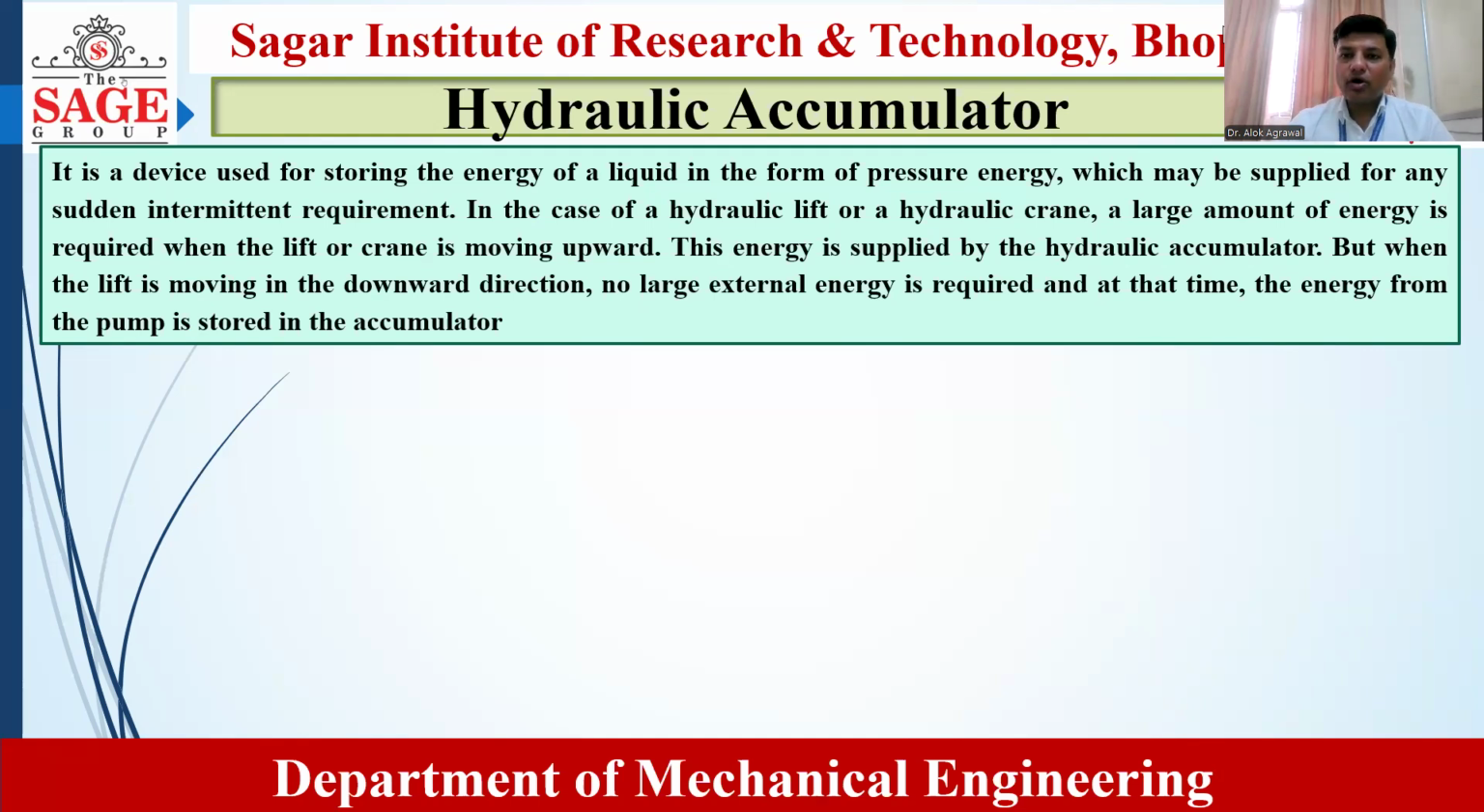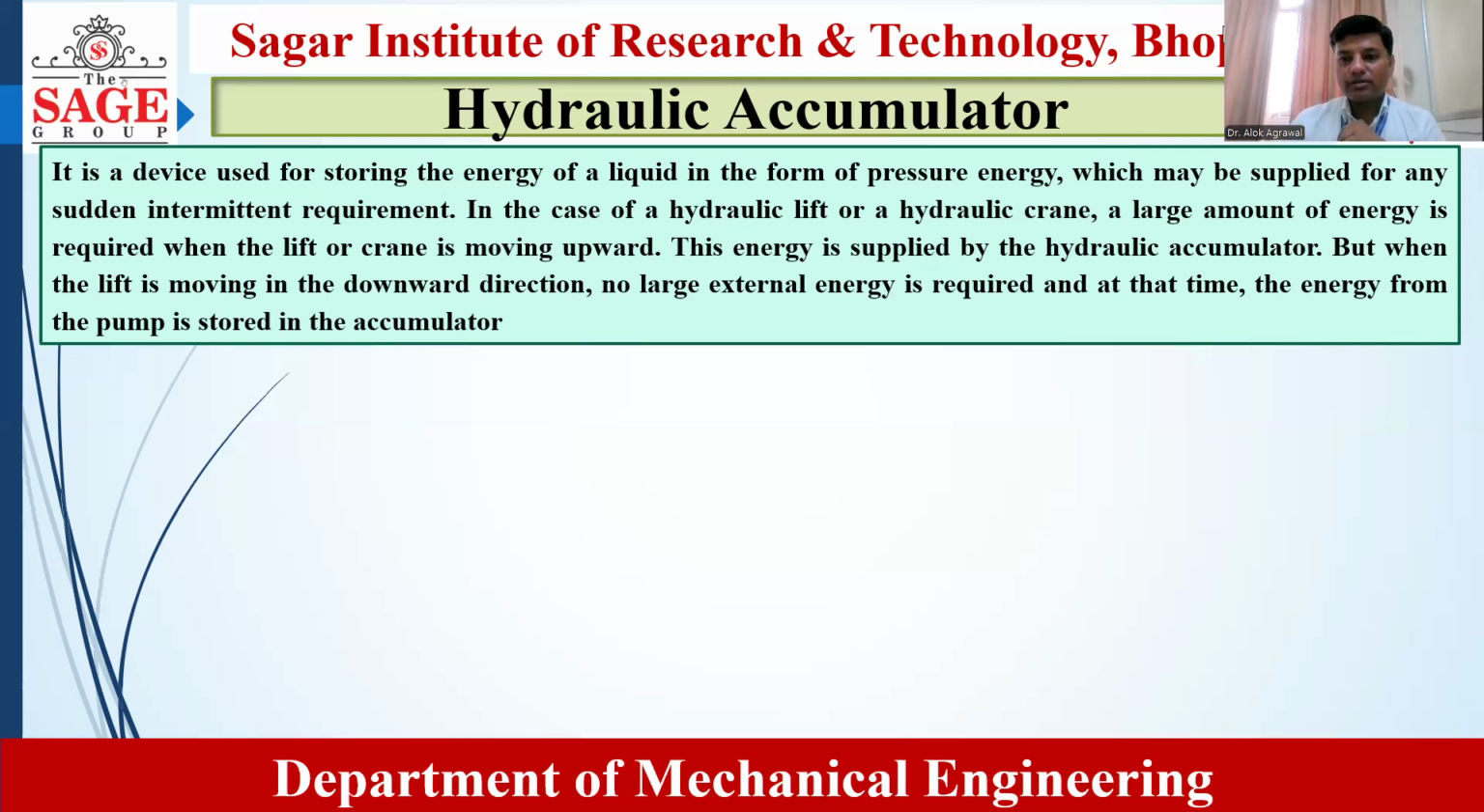And when this lift or crane is moving down, the energy is not required from the hydraulic accumulator. So at that time, with the help of a pump, the hydraulic accumulator accumulates or stores energy in the form of pressure energy, and the liquid used here is generally water. So basically, it is an energy storing device which provides energy to a device that requires a high amount of energy at the time of lifting, like a hydraulic lift or hydraulic crane, and again it stores energy at the time when they are lowering, where energy is not required.